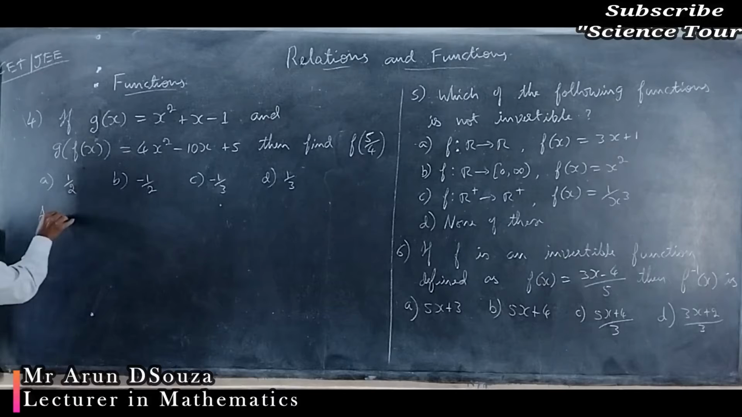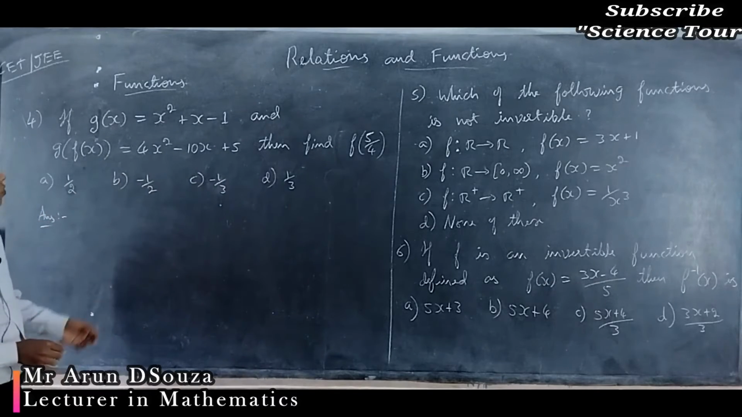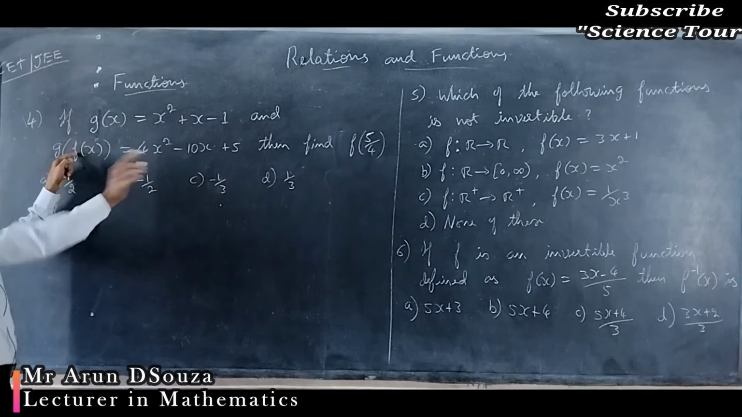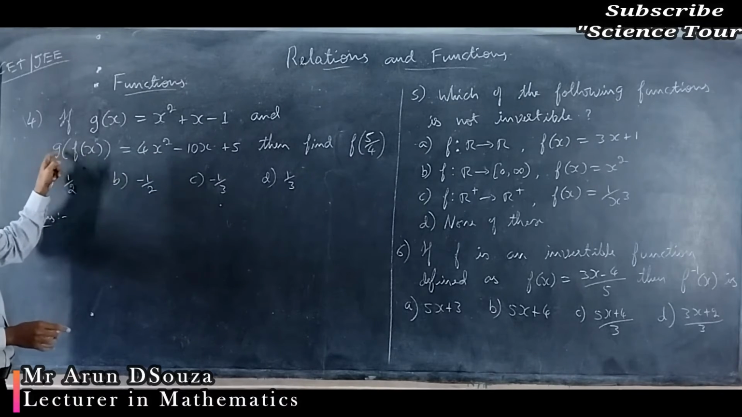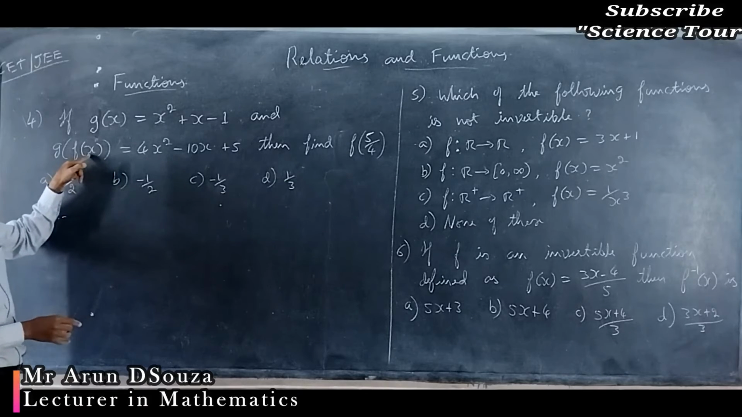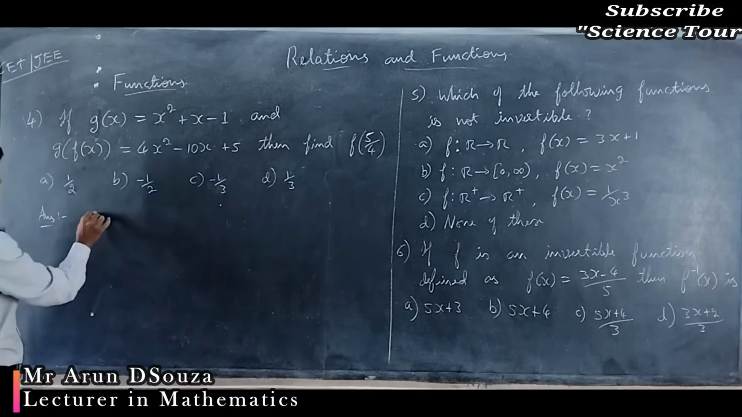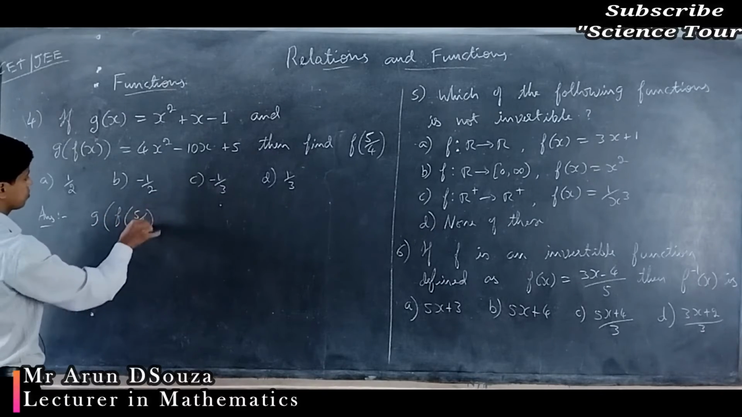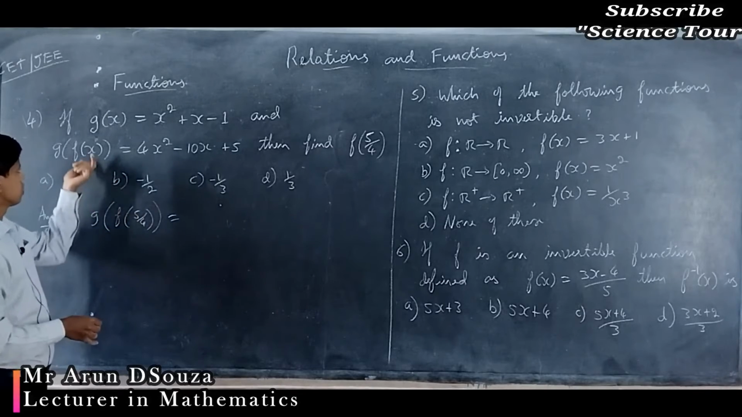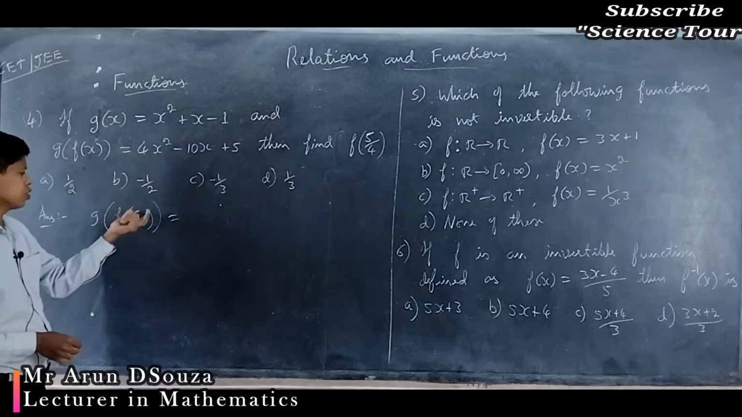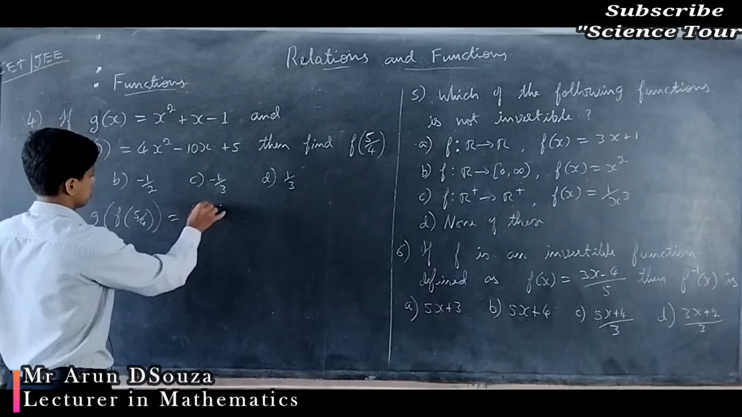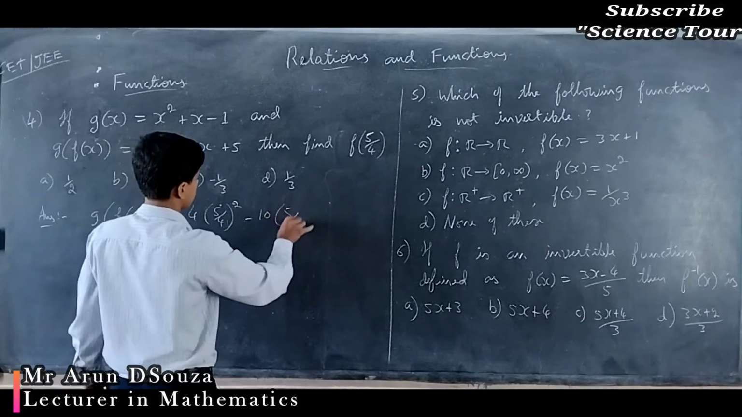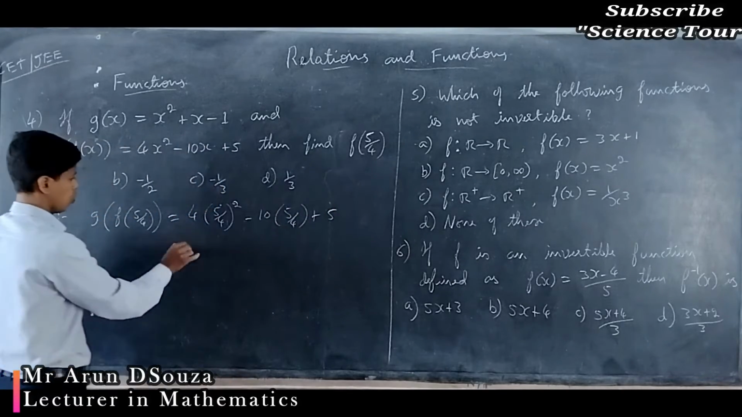Now what we will do first is find g of f of 5 by 4, since f of 5 by 4 is what you have to find. We can substitute that here. I'll find that, we may need it later. So what you need to do is, in place of x, substitute 5 by 4. So this is 5 by 4 whole square minus 10 into 5 by 4 plus 5. What are you getting here?